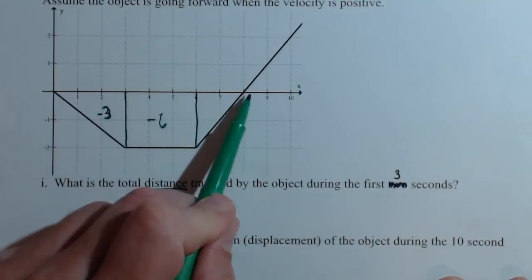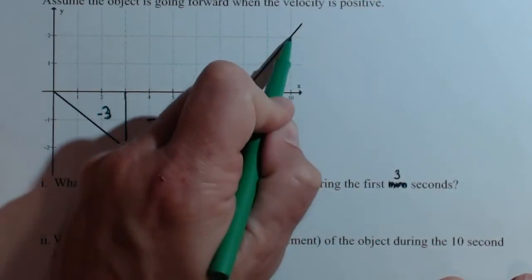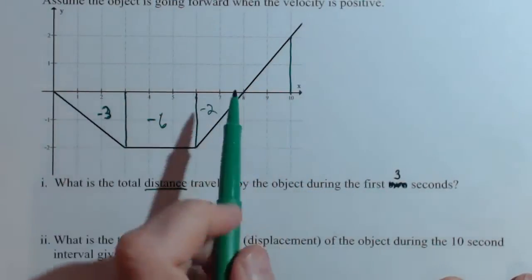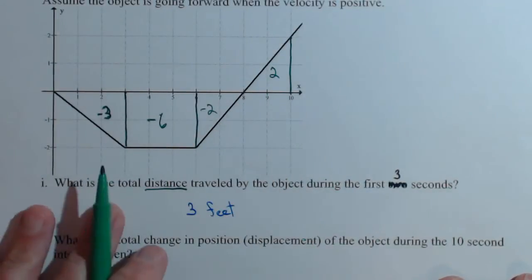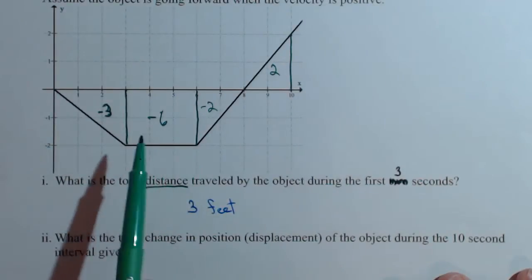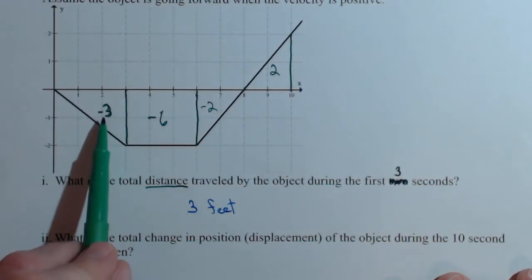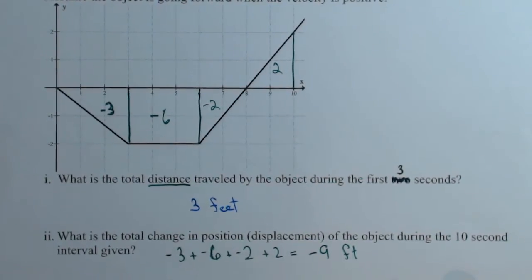Here we got another triangle, base of 2, height of 2, times 1/2 is going to give us an area of 2. We'll call it -2 again. And here's where our 10 seconds end. And once again, we got an equally sized triangle of 2. So our change in position is going to be the signed sum of these numbers, because now we're just talking about where we are according to our initial position. So we take the -3 plus -6 plus -2 plus 2, and we get -9 feet. So in other words, we're 9 feet behind our starting position.